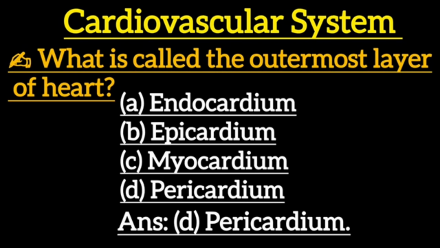Next one is, what is called the outermost layer of heart? Option A, endocardium. Option B, epicardium. Option C, myocardium. Option D, pericardium. Correct answer is option D, pericardium.